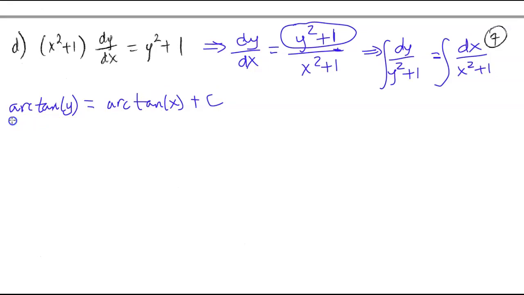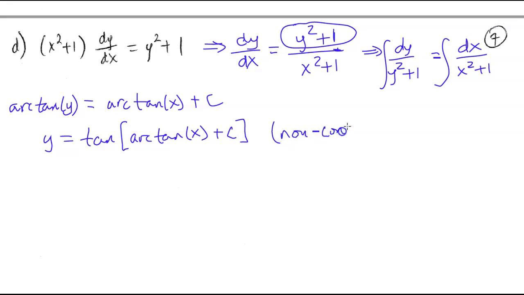Okay. And of course, at this point, if I wanted to write y in terms of x, I would just do the tangent to both sides here. And tangent of arctan would just be y. And of course, I'll have tangent of arctan x plus c. And so, of course, notice that this is our non-constant solution.